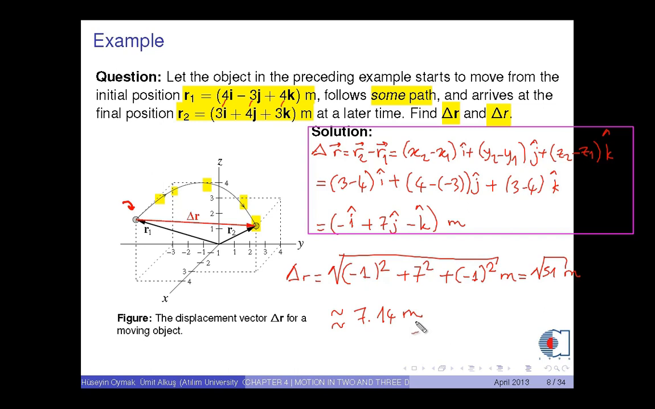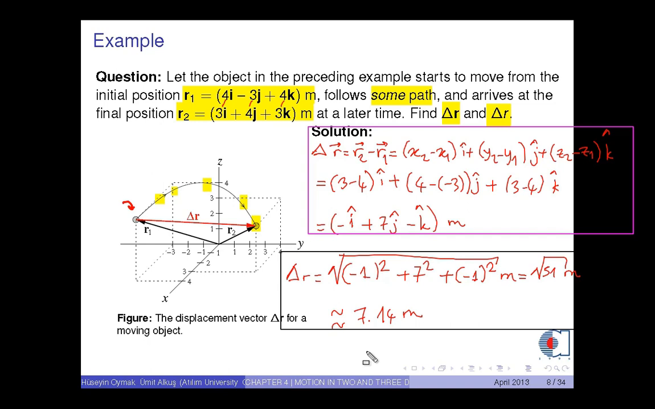You should note that this distance is not equal to the length of the path that the object followed. The conclusion, therefore, is that the displacement vector of an object does not give any information about the actual path of the object. It provides only the net change in the position of the object moving between two definite positions, that is, vector r1 and vector r2.